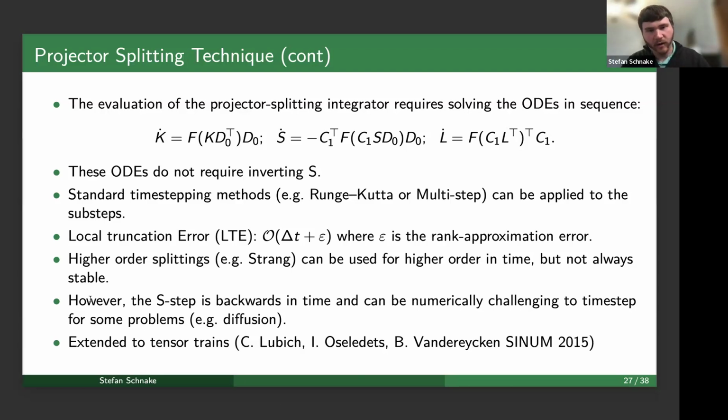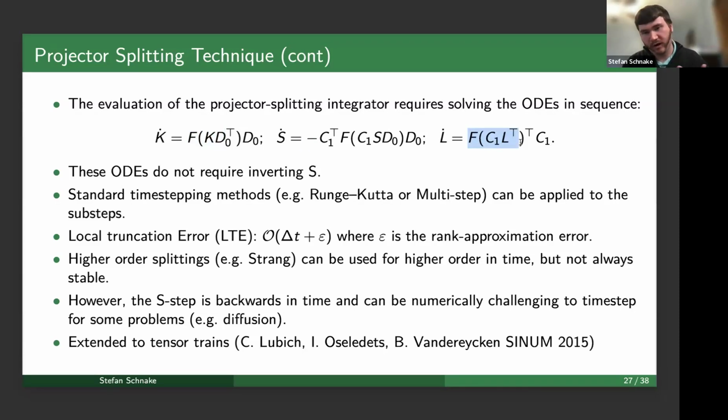But I will say that one of the problems of this method, and why it's not used much anymore, it's still used, it's just not as popular, is because of this S step right here. The main part is that you're going backwards in time. You have a negative here, while your other evaluations are going forward in time.